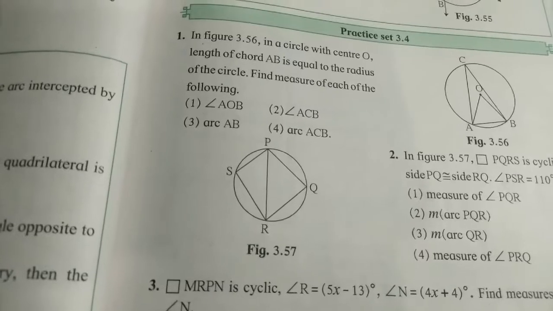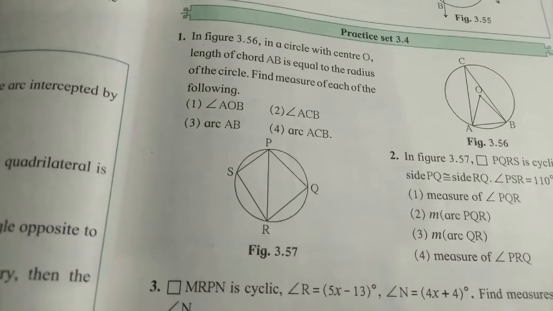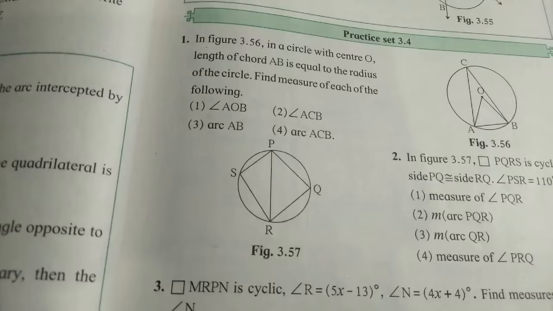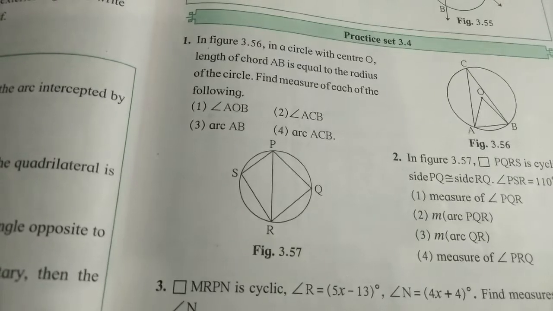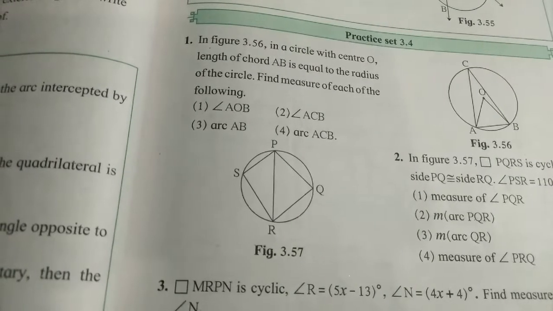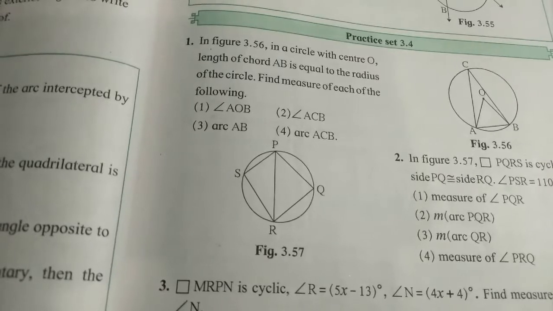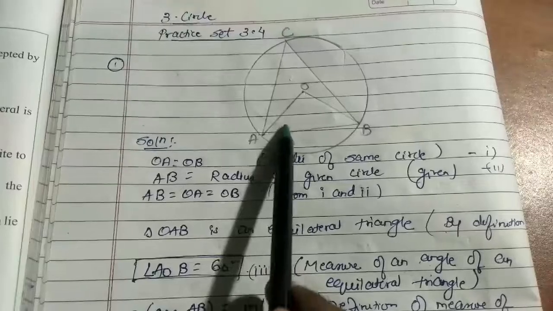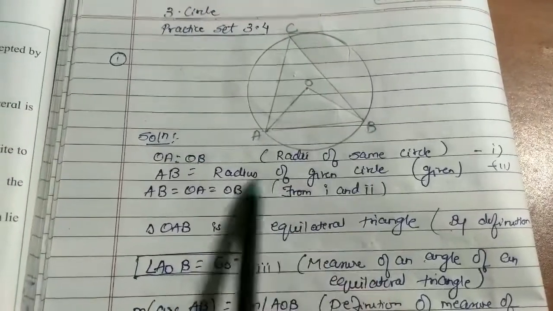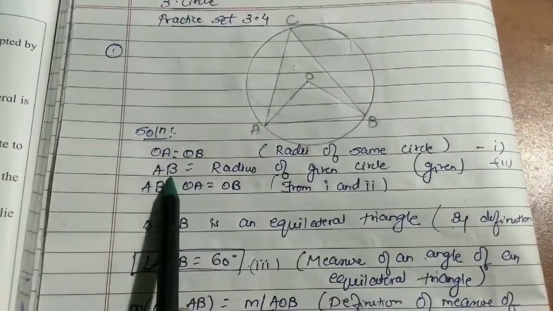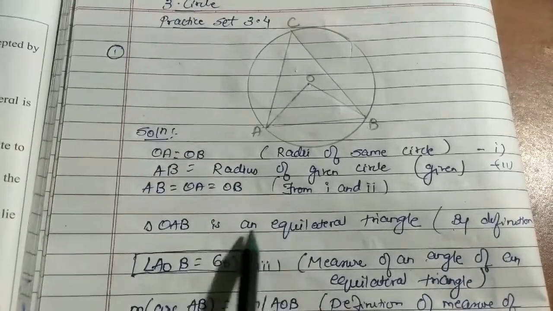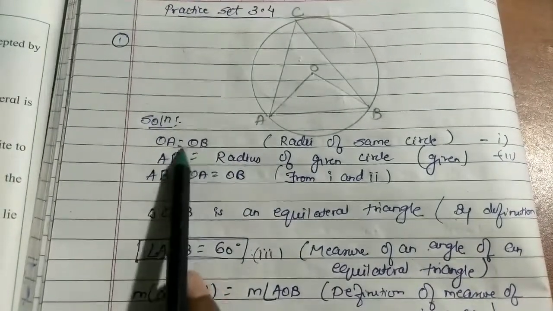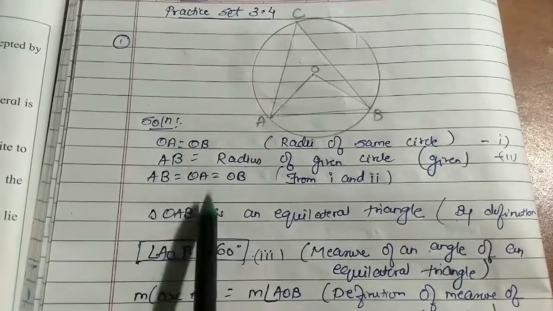Practice set number 3.4, sum number 1. In the figure, in a circle with center O, the length of chord AB is equal to the radius of the circle. Find the measure of each of the following. We know that OA equals OB, radii of the same circle, and AB is also given as the radius. So we can say these three are the radius, meaning these three are equal.